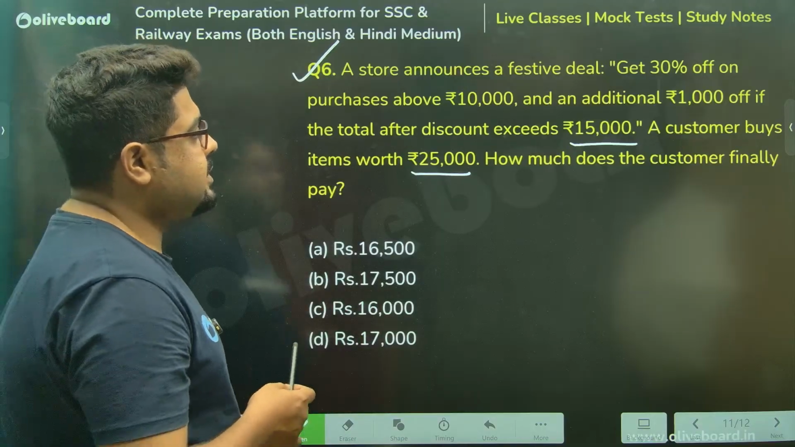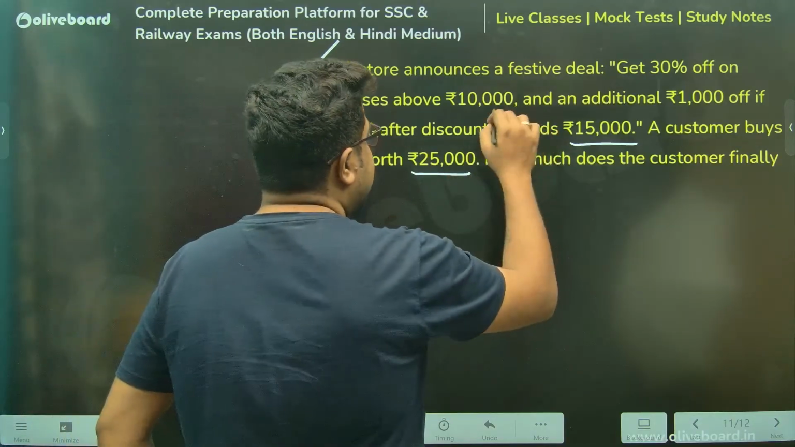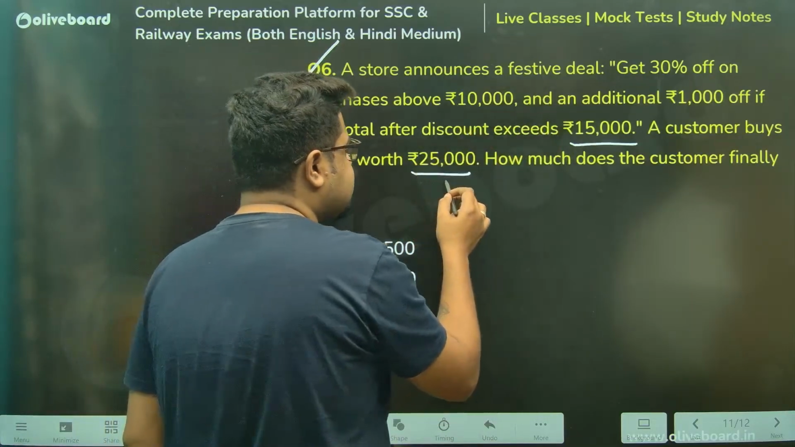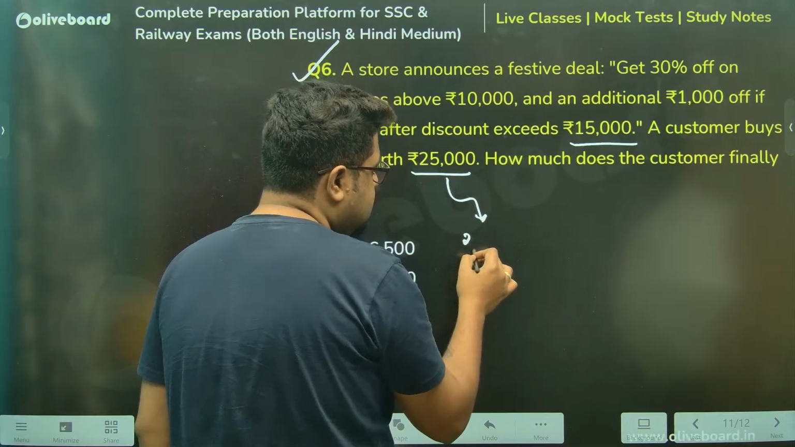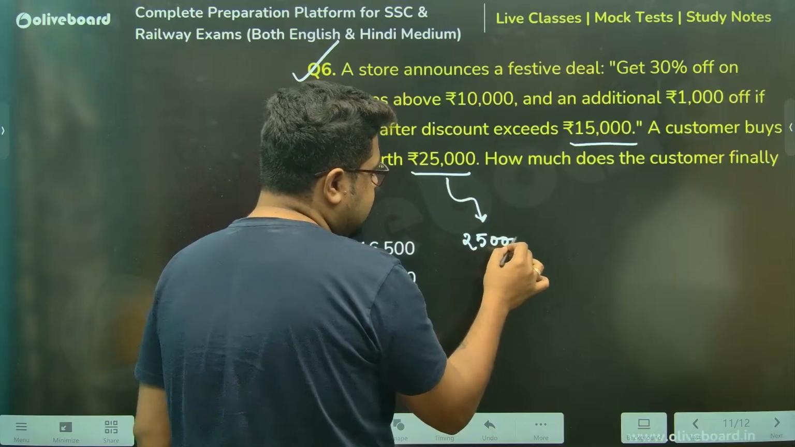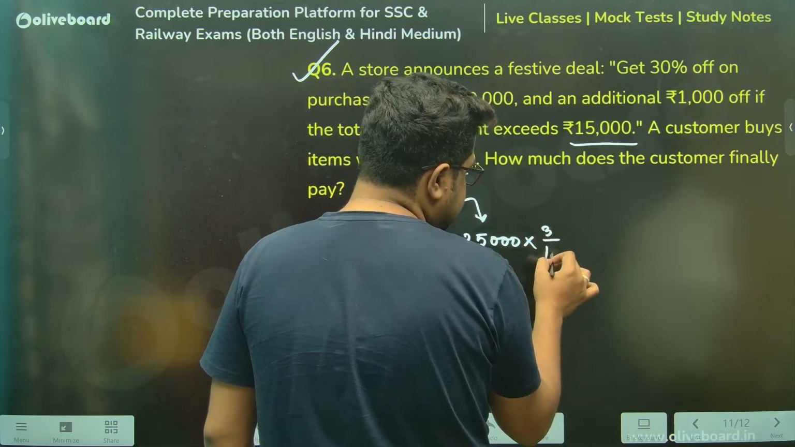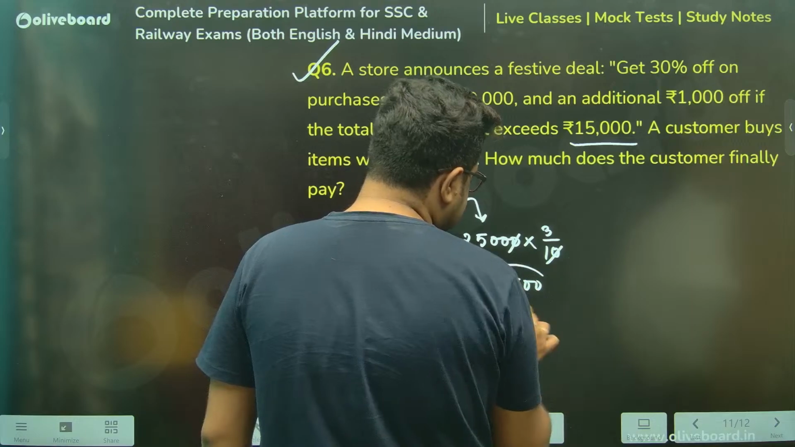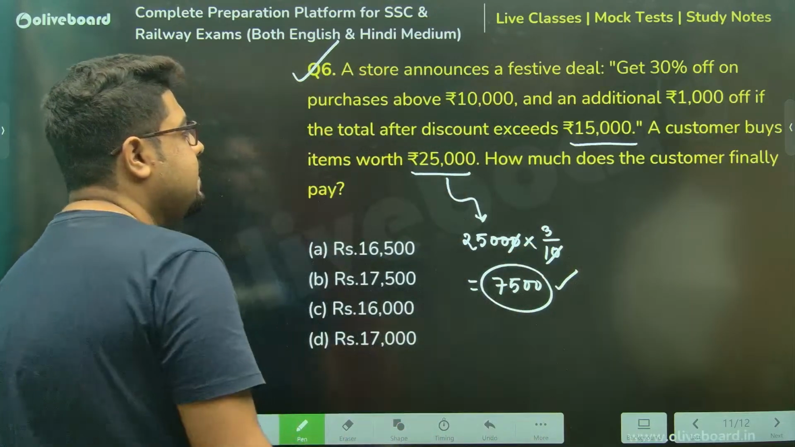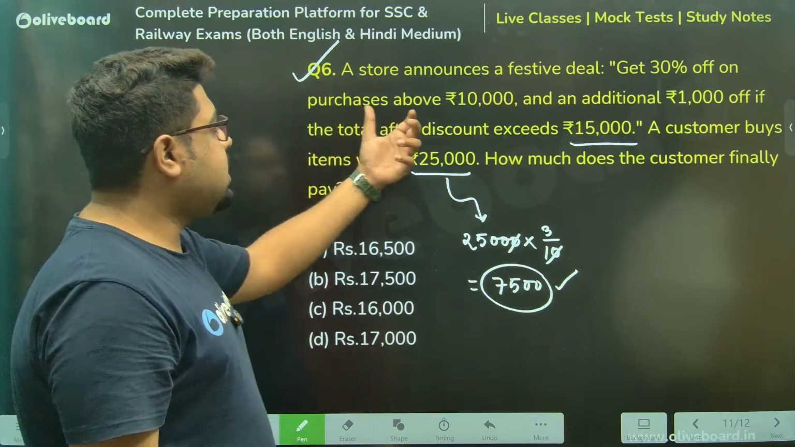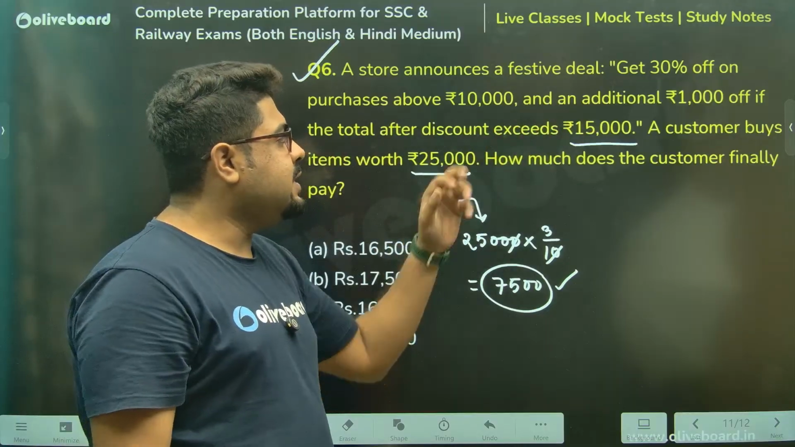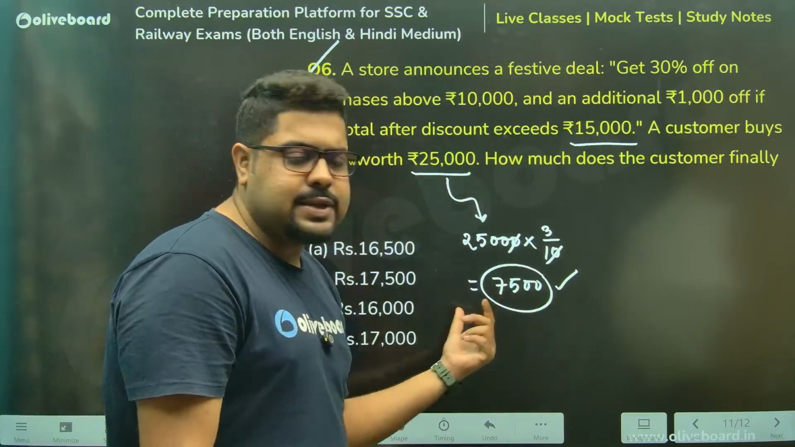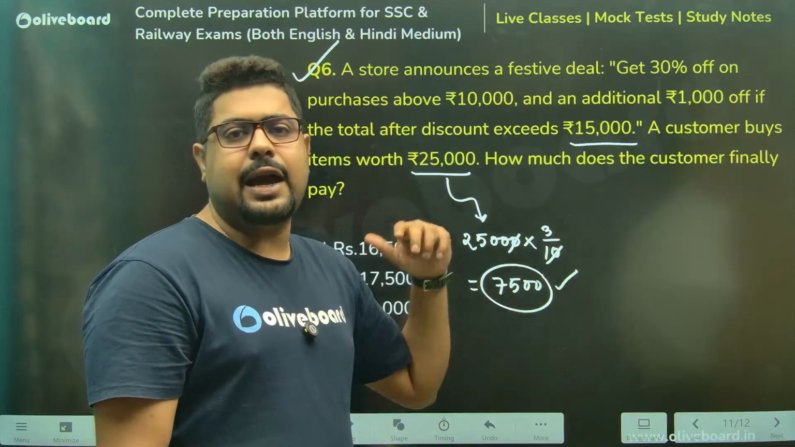Sir, first things first. Anything above 10,000, if you shop for, you will get a 30% discount. So the discount in this case will be 7,500 rupees. Now, if the total discount exceeds 15,000, you will get an additional 1,000 off. But the total discount is nowhere close to 15,000, exactly half.